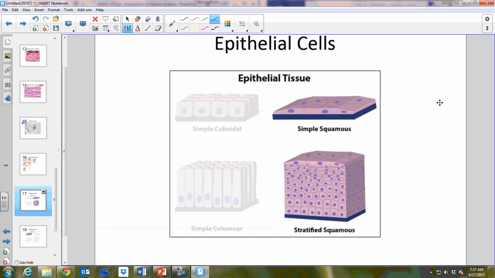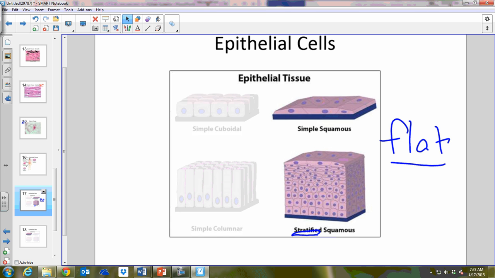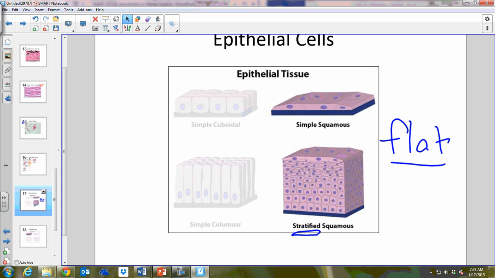There is squamous tissue. Squamous just means flat, and this is your skin. You have stratified squamous, and stratified is just a fancy word for layers. And you can see the different layers there of the skin. This is a good cross section here of your epidermis, which we'll talk about when we get to the integumentary system. But you can see the layers of flat skin cells, squamous skin cells.